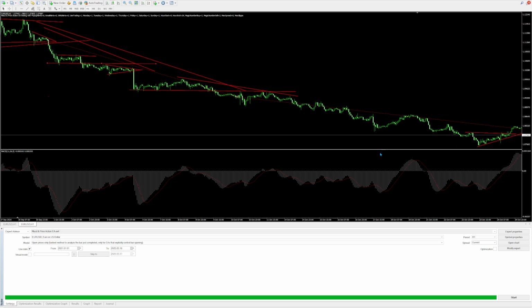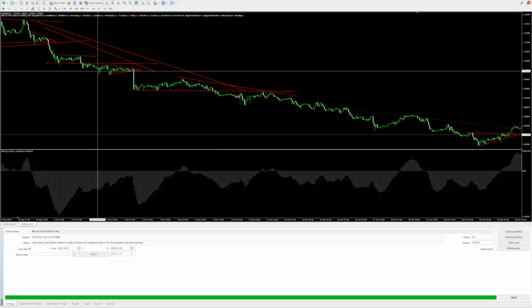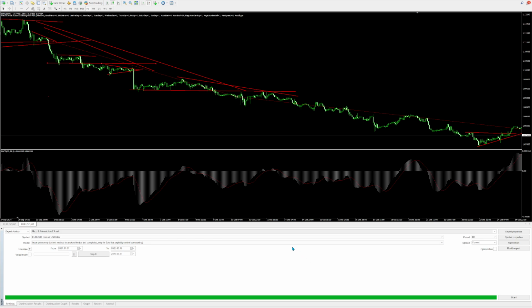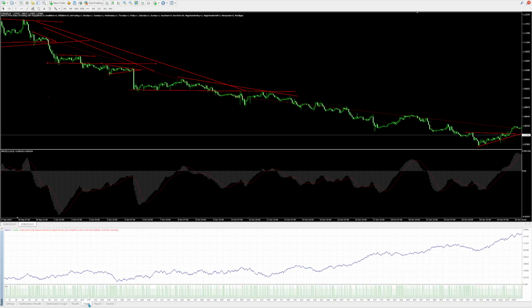Obviously, if you have this pullback alert here, you might look at the overall picture and say, well, if I sell here, I might be selling at the low. Okay, so ideally you want to get in at the start or as early as possible. Okay, so that in a nutshell is how you can use this EA to help you with your trading.